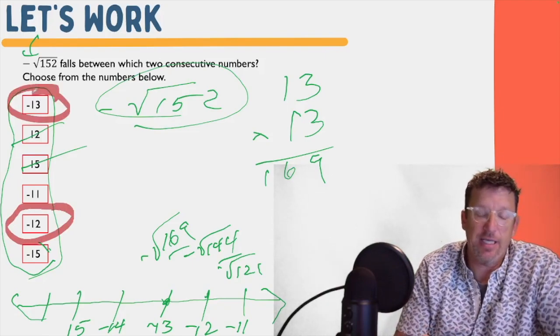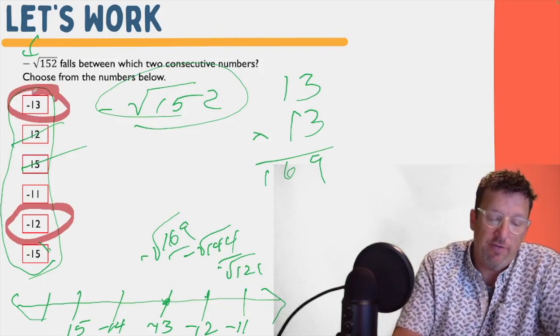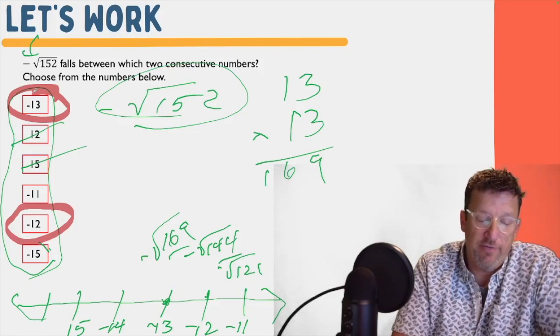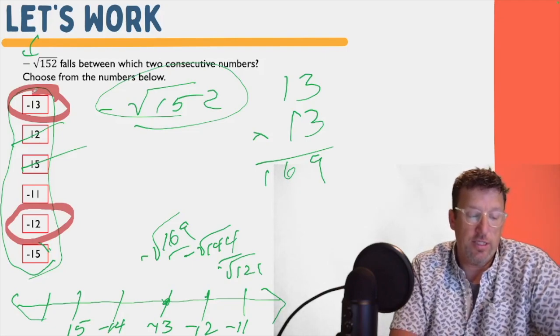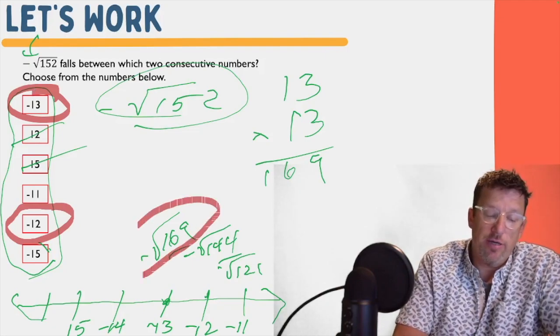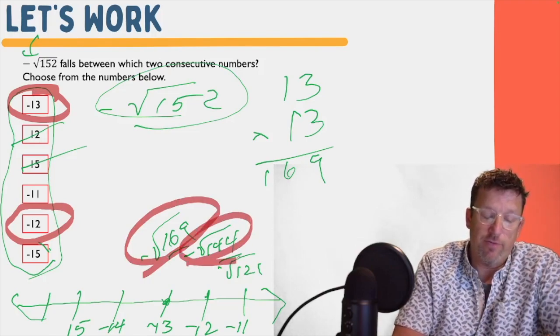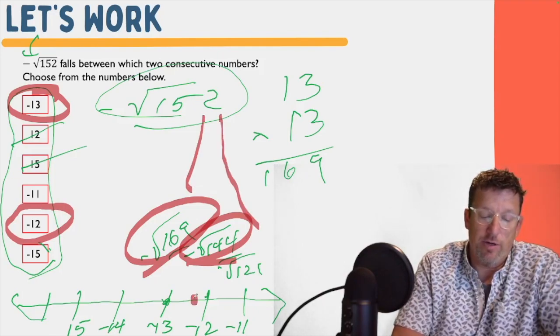And if I had to ask you which one it's closer to, you would have to figure out, is the negative 152 closer to 169 or is it closer to 144? Okay, and so I know that 152 is 17 away from here, and it's 8 away from here, so chances are it's going to be somewhere in here.